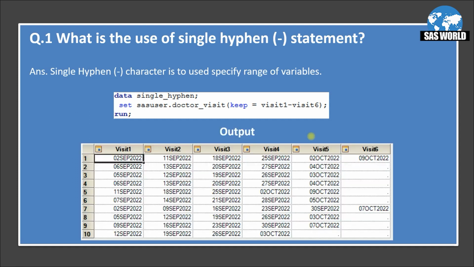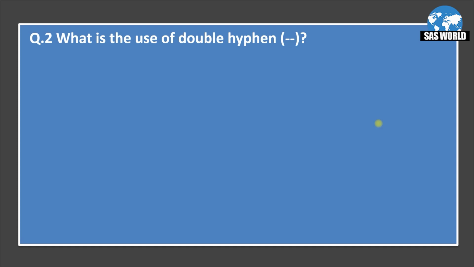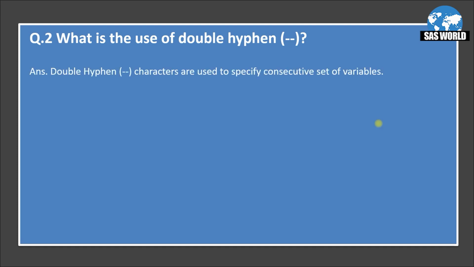Let's see the output. So here in the output you can see it has kept visit 1 to visit 6 variables. Let's move on to the next slide or next question. What is the use of double hyphen? Let's first see the answer. Double hyphen characters are used to specify consecutive set of variables.